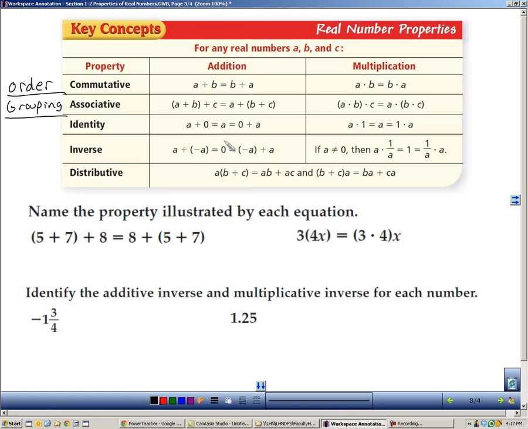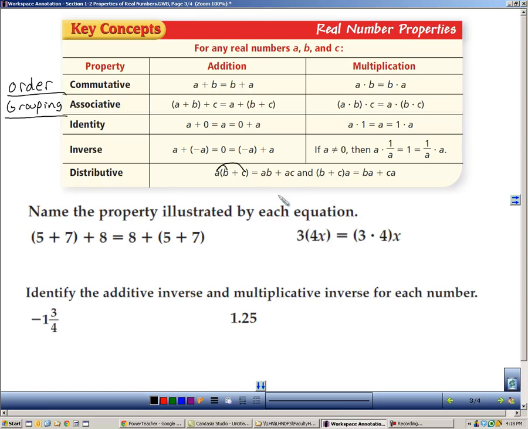The inverse property is what number can you add to an original number to get a 0, and what number can you multiply by that original number to get a 1. And those values are called inverses, and we'll talk about those in a minute as we do an example. And then finally the distributive property. You've all done that. You take the a on the outside and you multiply it by each term on the inside, and you distribute, and you're allowed to drop the parentheses there.